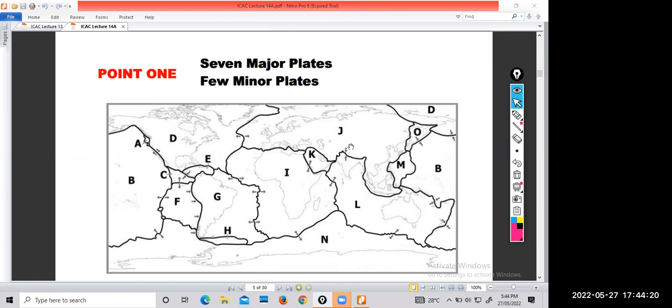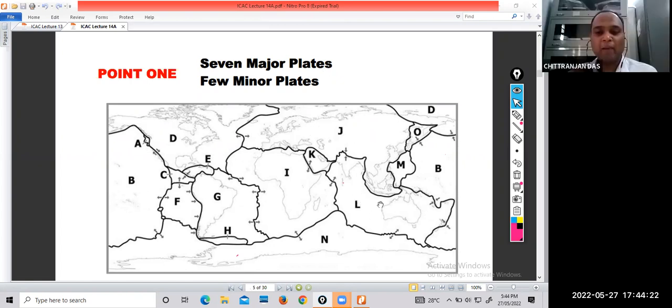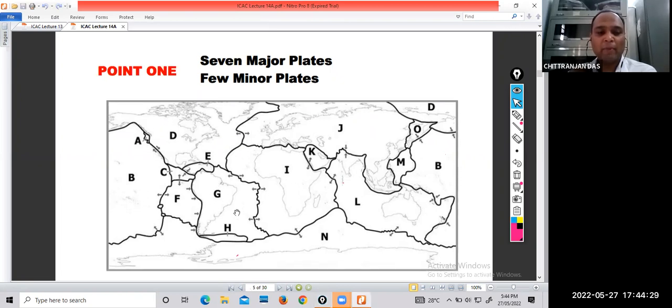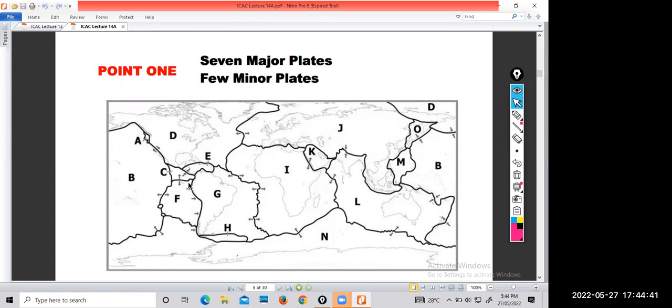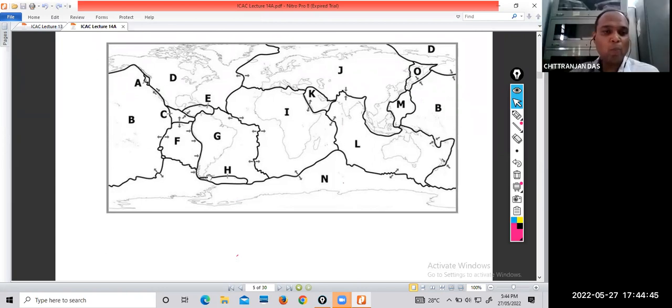इसको यूरेशियन प्लेट बोलते हैं, इसको इंडो ऑस्ट्रेलियन प्लेट बोलते हैं. Is it not? इसको अफ्रीकन प्लेट बोलते हैं, इसको नॉर्थ अमेरिकन प्लेट बोलते हैं, इसको साउथ अमेरिकन प्लेट बोलते हैं, इसको नास्का प्लेट बोलते हैं. ओके, इसको कैरिबियन प्लेट बोलते हैं, इसको पैसिफिक प्लेट बोलते हैं. Is it clear to everyone? That is first premise, first point. Clear that there are 7 major plates and few minor plates. Let us go to point number 2.